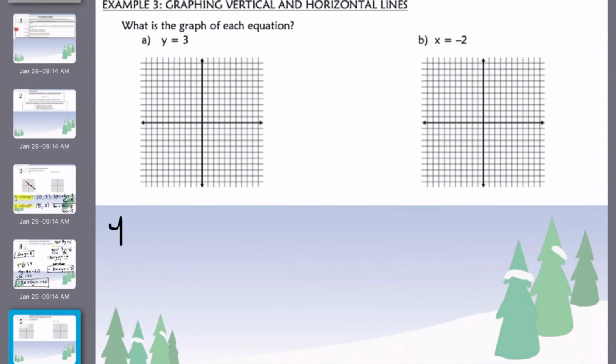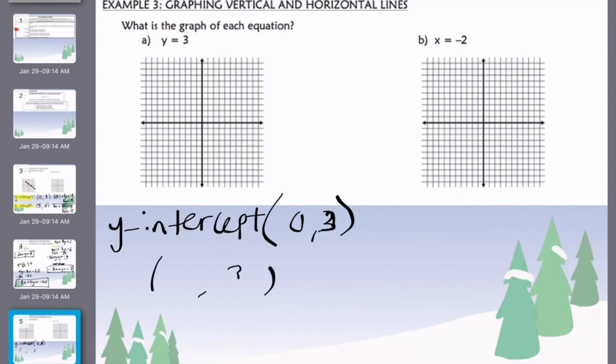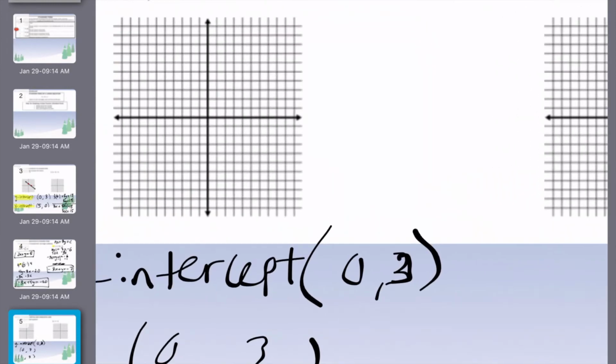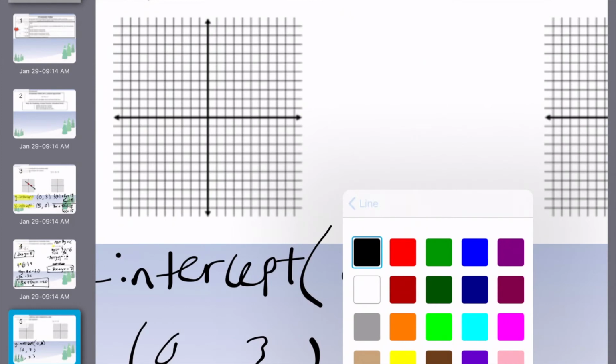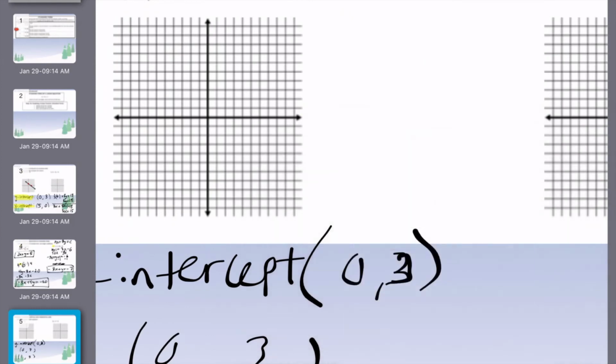So let me just write that down. Y-intercept has to be at the point 0, 3. But for any other point that I have, it's always going to be a y value of 3, no matter if it's 0, 1, 2, 3, 4, negative 1, negative 2, negative 3, negative 4. So whenever I just have y equals a number, this in fact is just going to be a horizontal line at whatever that y value is.